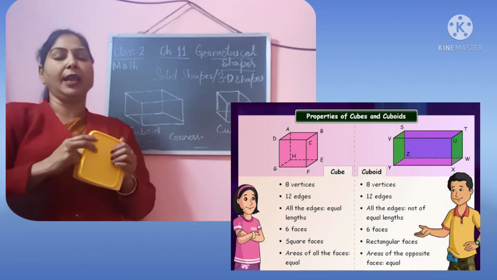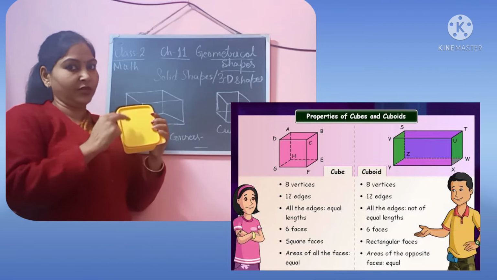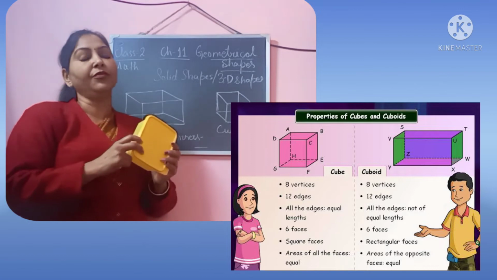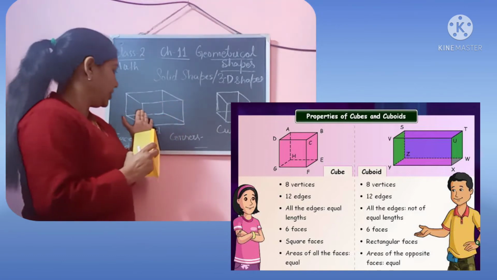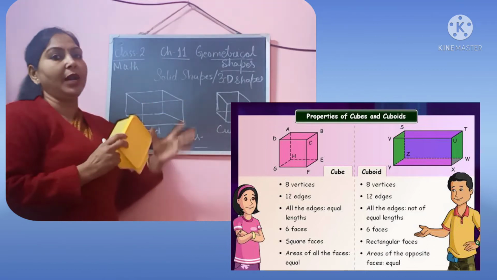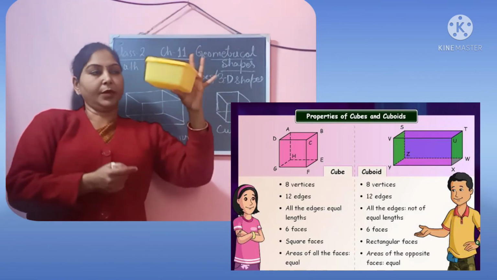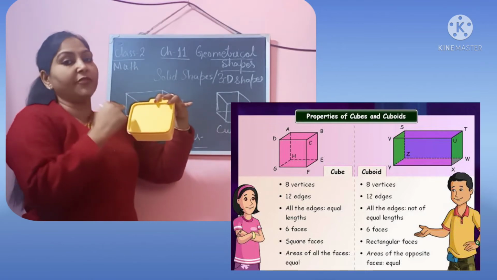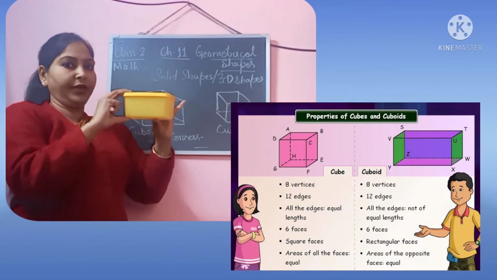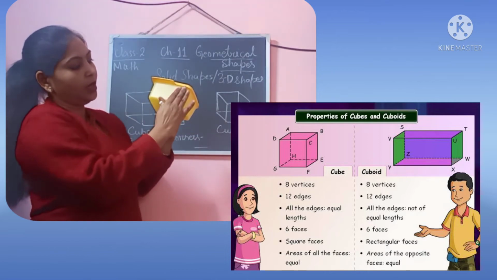You can see on the board I have drawn 2 shapes. One shape has a surface made up of rectangles, and another shape has a surface made up of squares. This shape is called the cuboid. Why is it called cuboid? Because this shape has its surface made up of rectangles. You can see this is also a cuboid. You can see the face of the cuboid is made up of rectangles. Whichever side you see, it's all made up of rectangles.